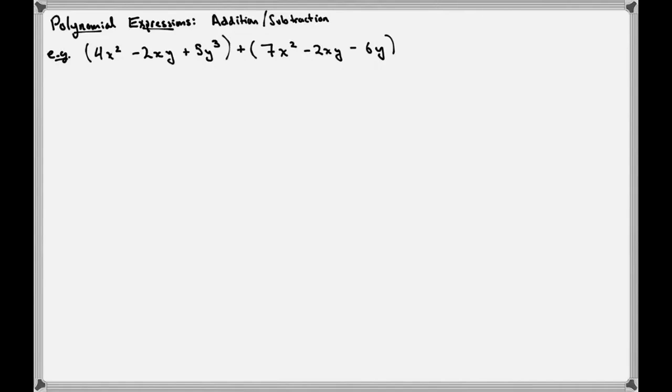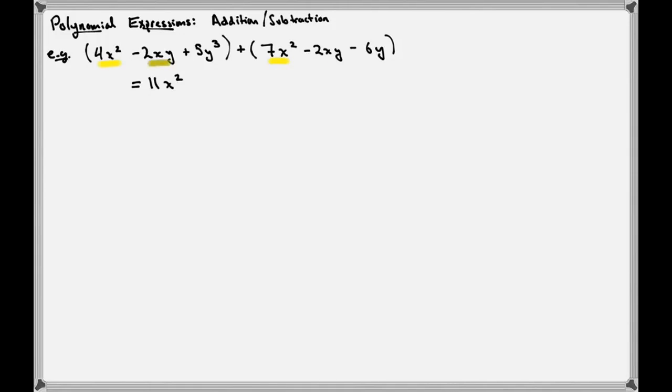So looking at this first example here, I look for like terms. I see 4x squared, 7x squared. They're both terms with x squared. I have 4 of them here. I have 7 of them here. So altogether I'll have 11x squared.